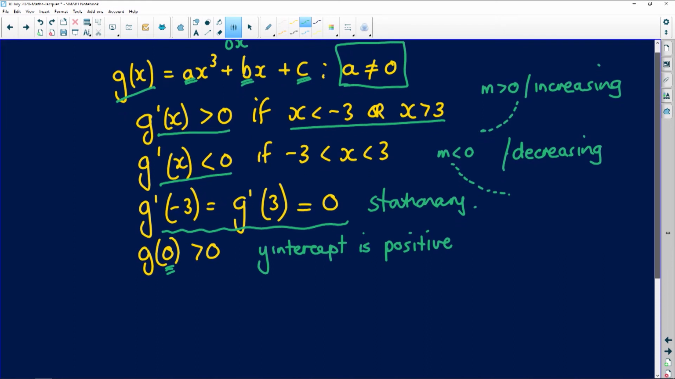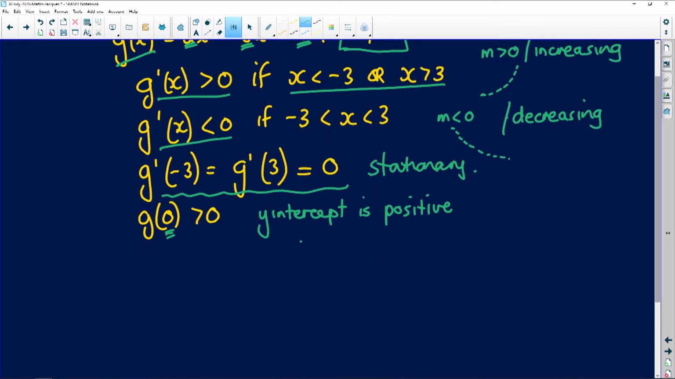relatively accurate graph in terms of how the graph behaves, because what they've given us here is how the graph behaves. So let's go to the set of Cartesian axes. We have our y-axis there. At -3, there's a stationary point. So on that line, the graph is stationary. On this line, the graph is also stationary. And then they say it cuts the y-axis at a point that is positive.